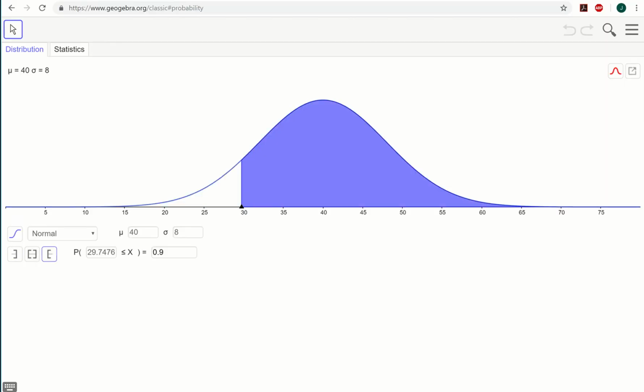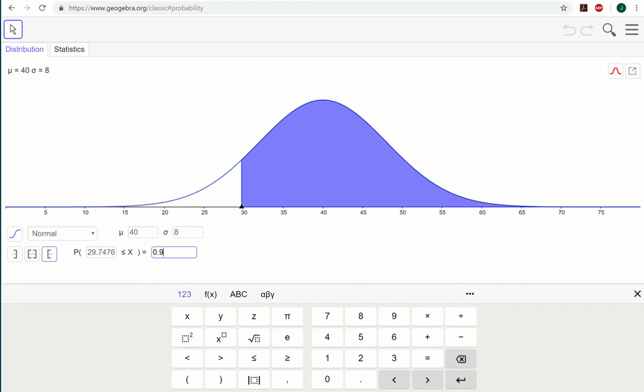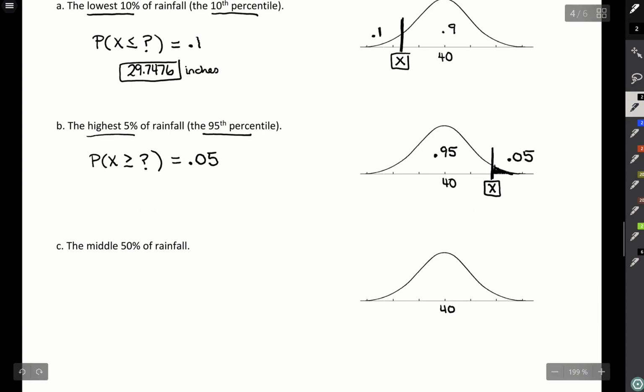So we want this area to the right, and we just need to adjust, so it says 0.05, and that's 53.1588. And that would be inches. So the highest 5% of rainfall is above 53.1588 inches of rainfall.